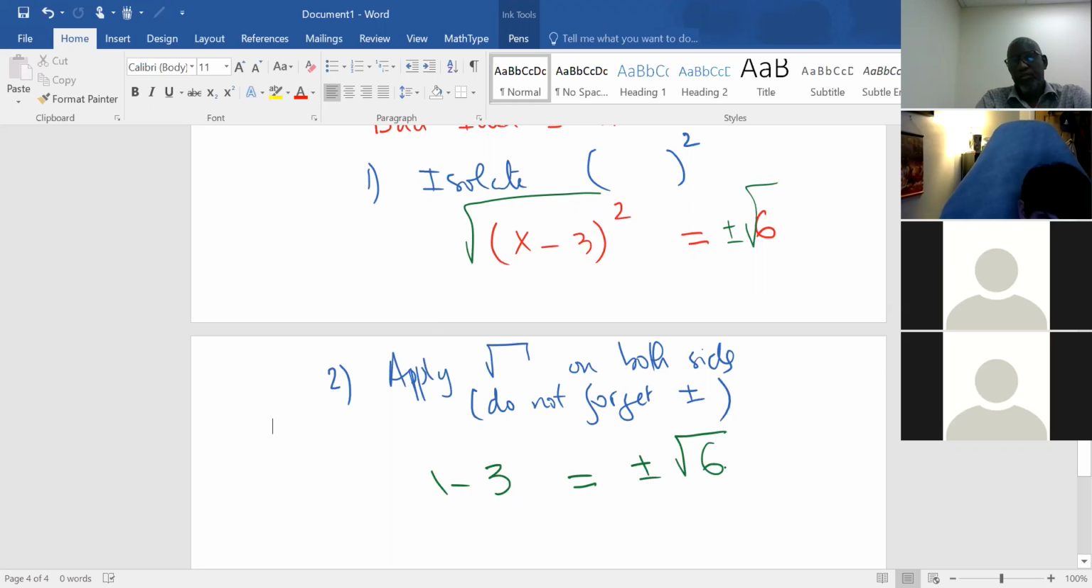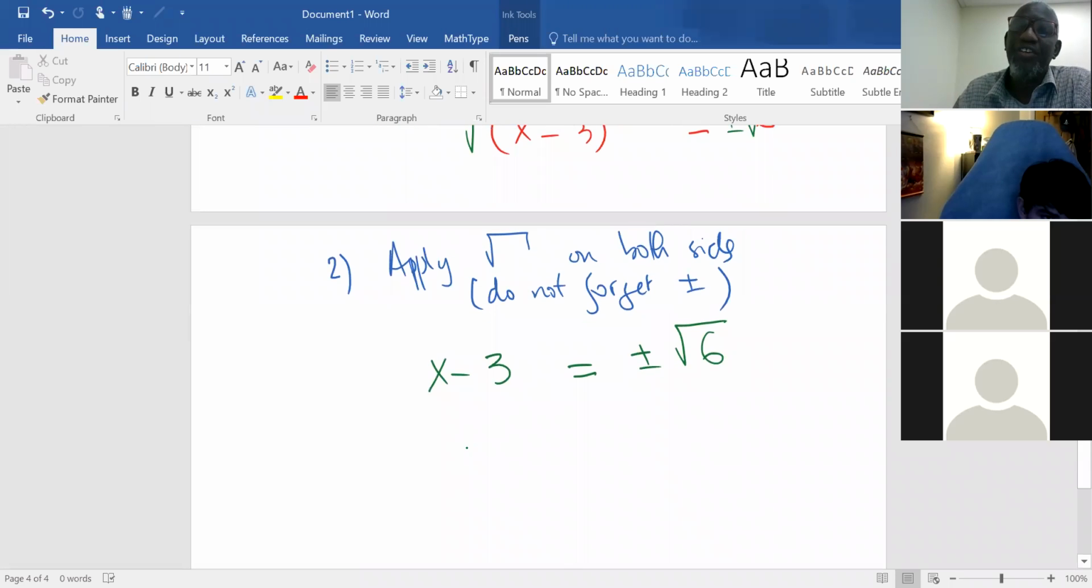Now I have to put the x alone. You see, the only difference here is that I don't have the x alone yet, right? In the other example, after applying the square root, I have the x by itself. But here, after applying the square roots, I don't have x by itself yet. I need to add what number on both sides? I need to add 3, right? So here, solve for x.